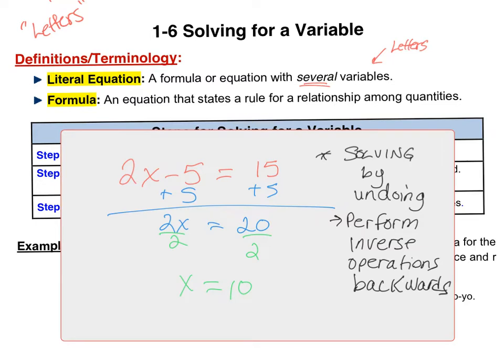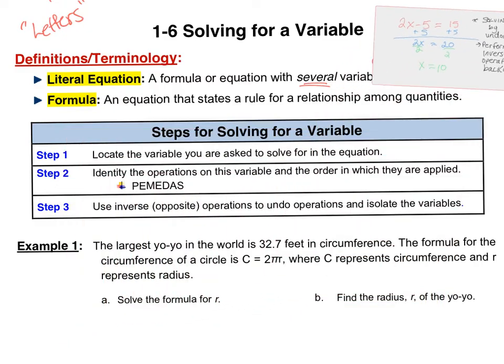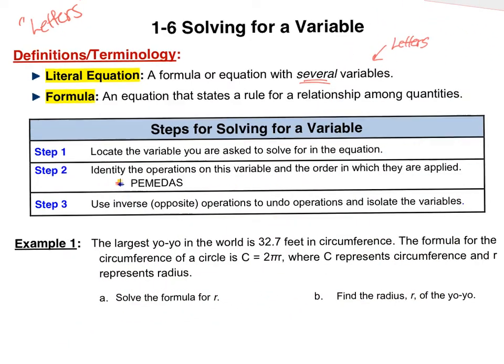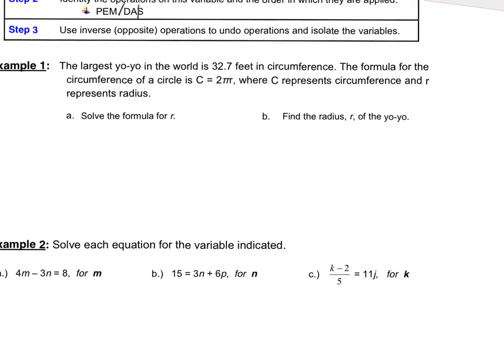So let's take, for example, a literal equation that does not have a solution. The steps would be: figure out what variable you're asked to solve for, figure out the order of operations, parentheses, exponents, multiply, divide left to right, add or subtract. So that is a little better. There was a typo there. And then once you figure out the order of operations that you're supposed to be performing, you work backwards. You use the inverse to undo. Let's look at this example.